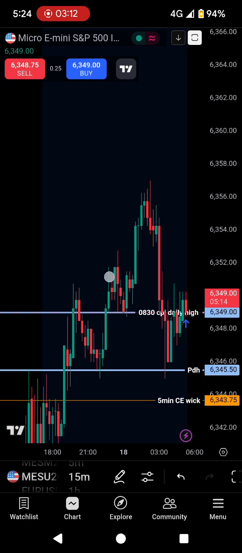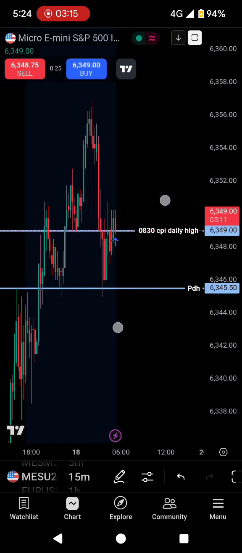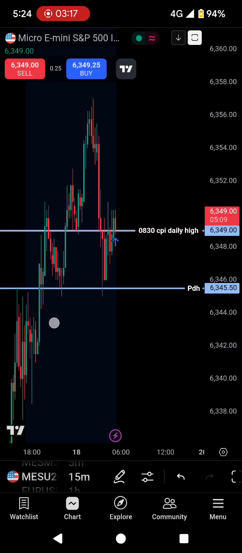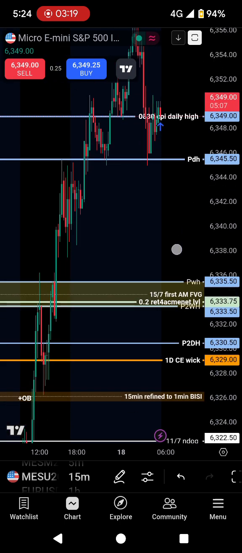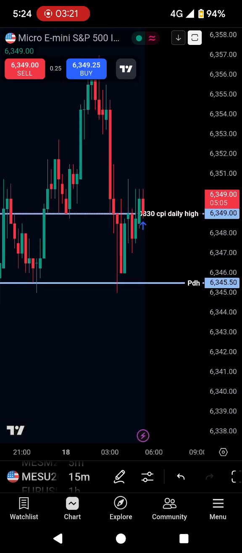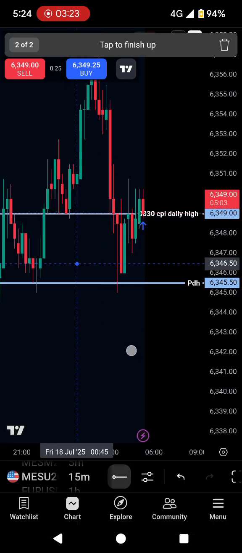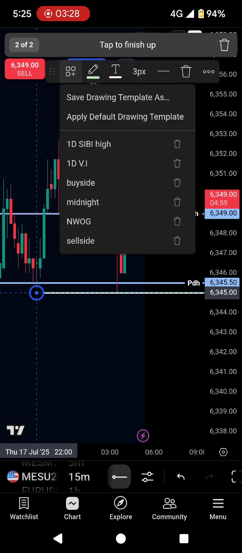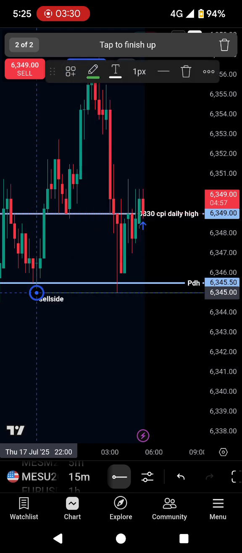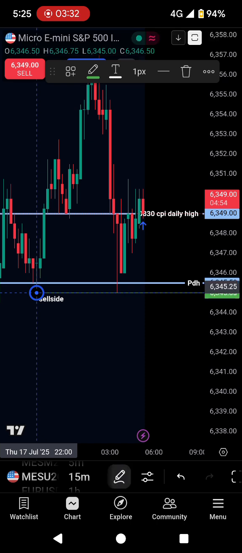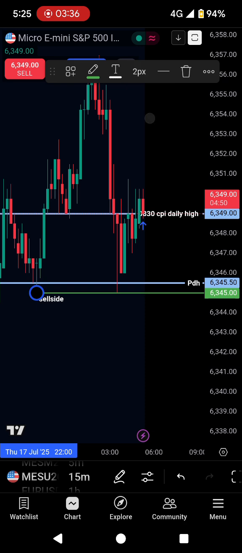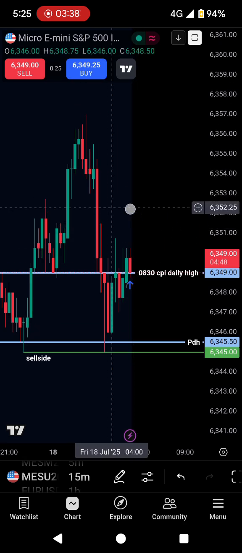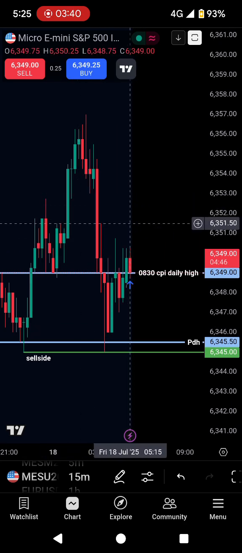So right now below us, what do we got? Relative equal lows here. Fair value gap here. So the near term is this sell side here. Bam, there we go. Okay. Sell side, and so on top here you got the CV, so I'm going to use this as entry. Okay, 6351.5.